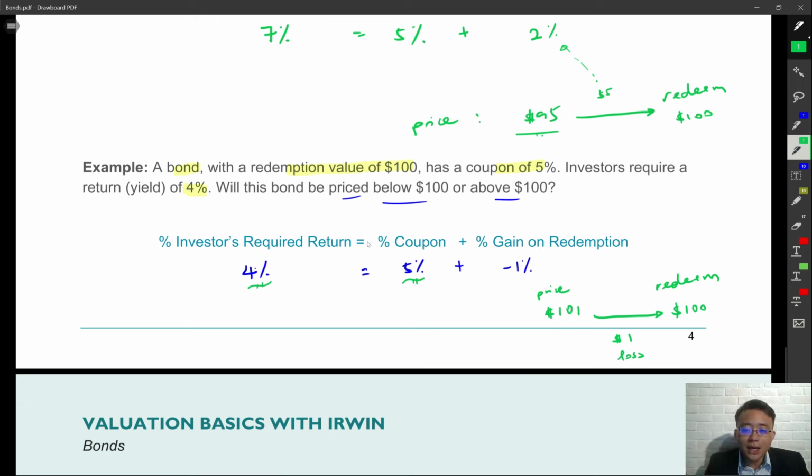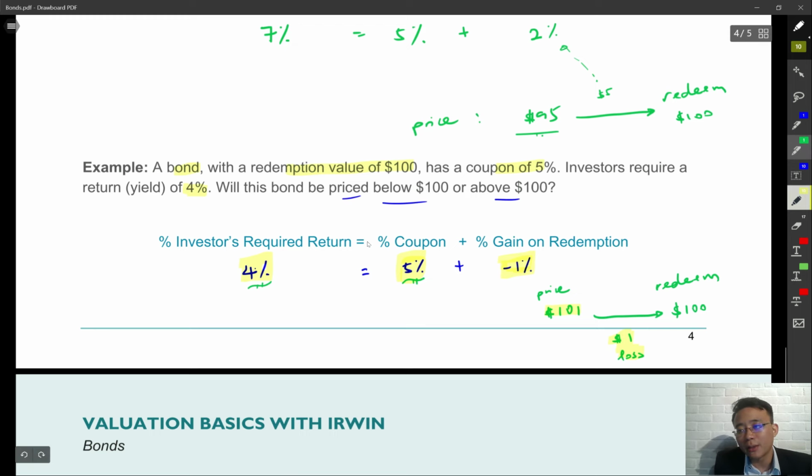I'll be like, hey, chill, it's okay. I can lose the $1 because the coupon is abundant. I can make a 1% loss on the price. I can pay a higher price. I would lose some money, it's fine. I want 4%. I get it via my coupon 5. I can lose 1 on the redemption.